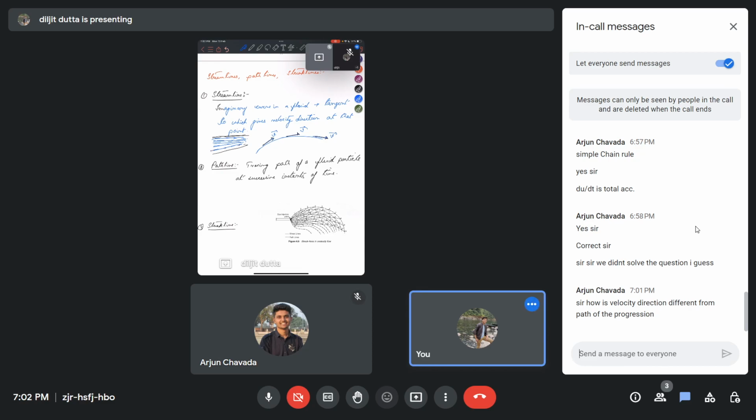Suppose we have one particle, at different instances of time it can have different positions. Tracing this path will be the path line. In case of steady flow, streamline and path line will be the same. In that case, the path of progression and the velocity direction will be the same.